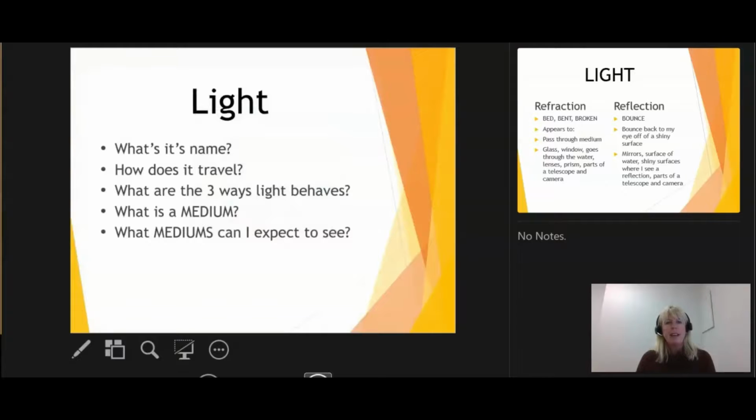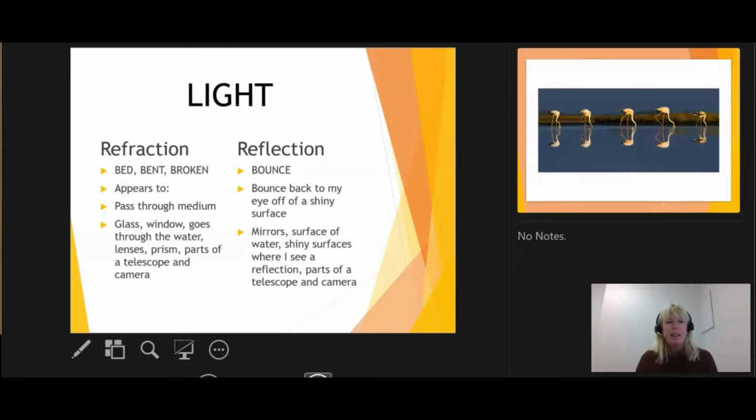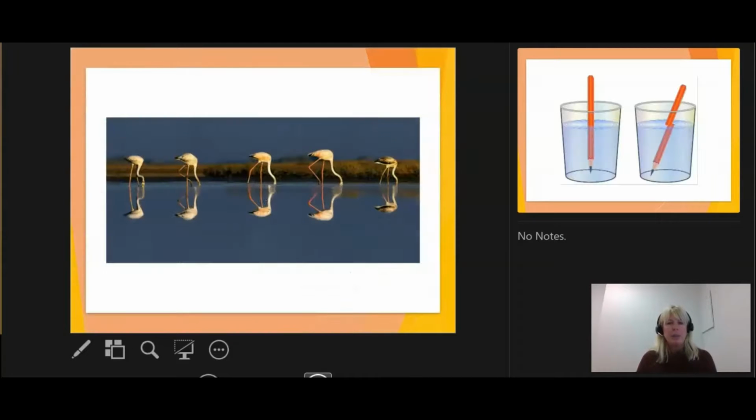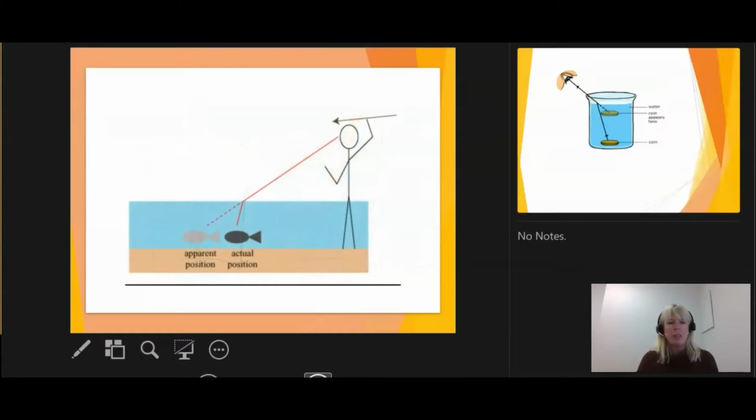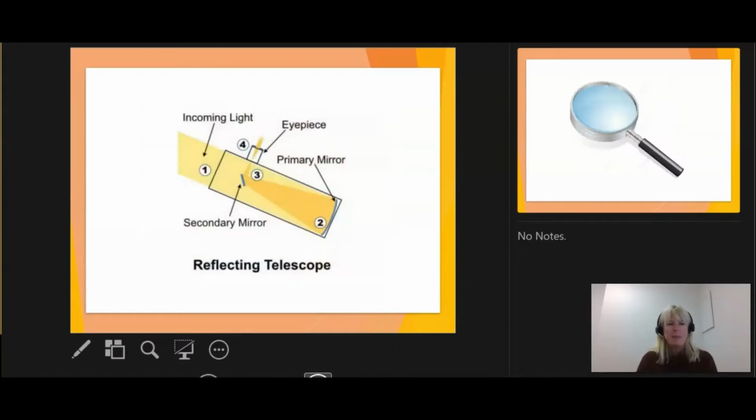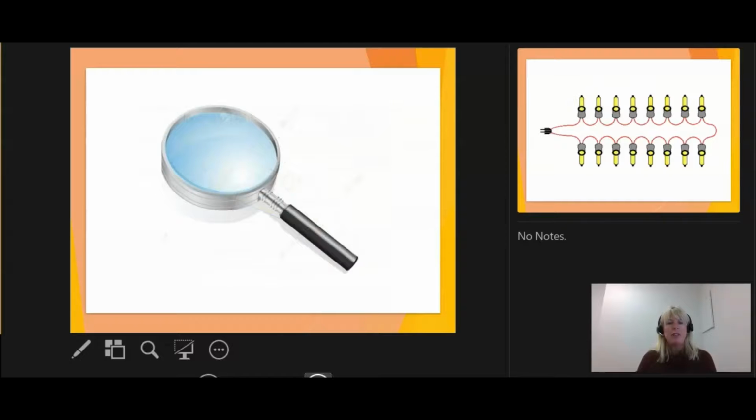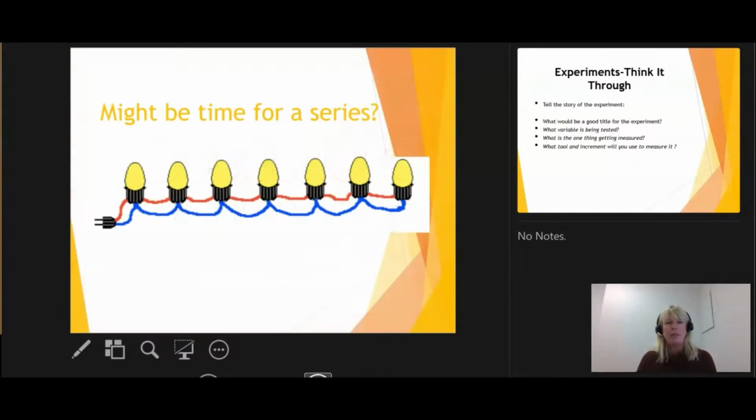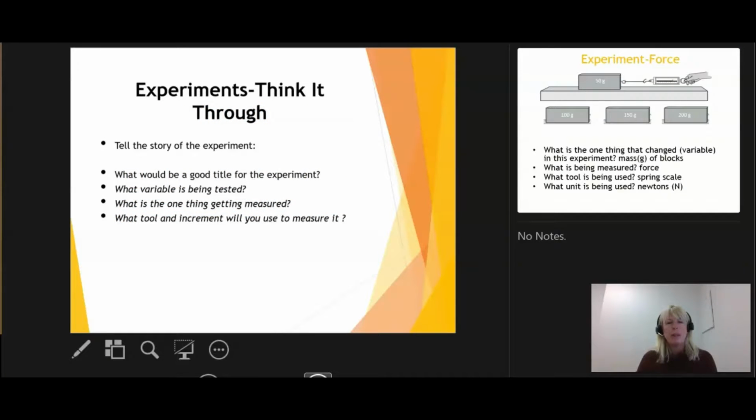So once we get to light, what's its name? How does it travel? What are the three ways light behaves? What is a medium? What mediums can I expect to see? And then definitely the difference between refraction and reflection with some other key pieces of visuals that you can use. Always make sure that you focus on refraction and reflection. And then a few interesting circuit questions you can pop in there.